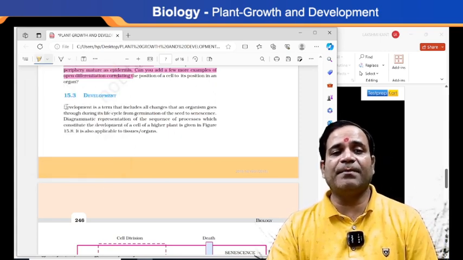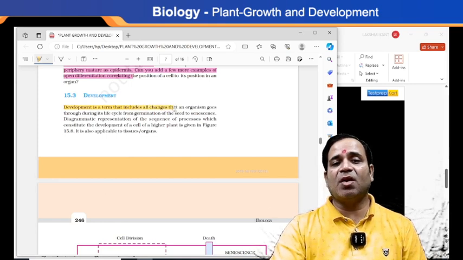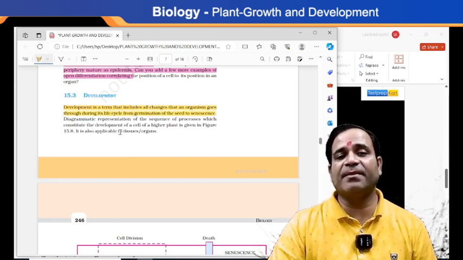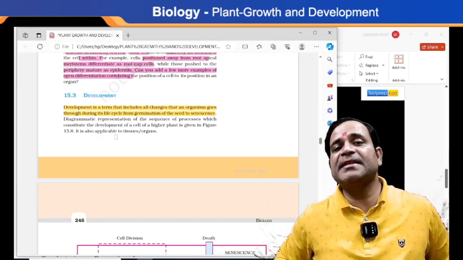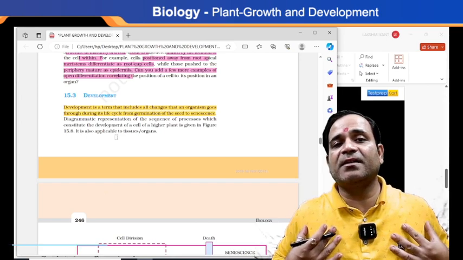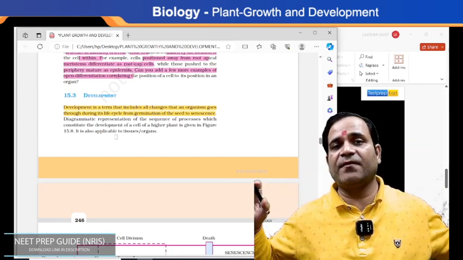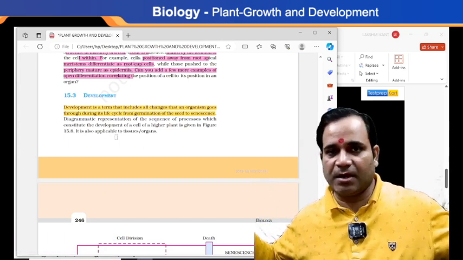Let's see development. Development includes all changes that an organism goes through during the life cycle, from germination of the seed to senescence. You know the meaning of senescence? Senescence means that whenever the plant grows older, it sheds its leaves, fruits, and all other parts.